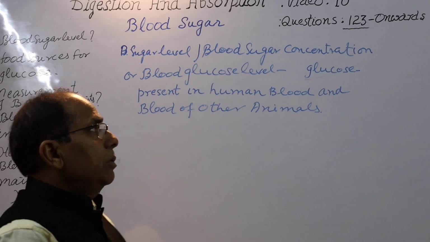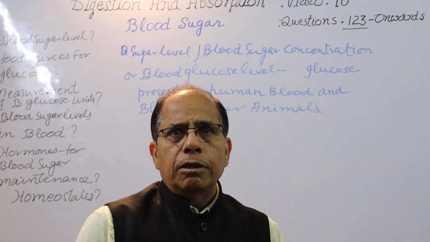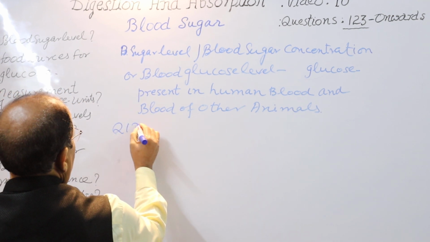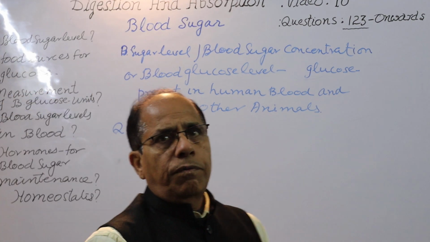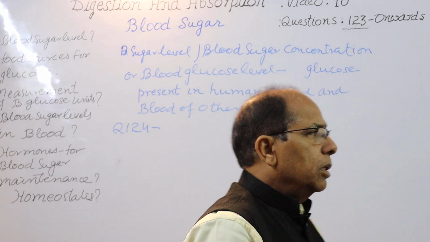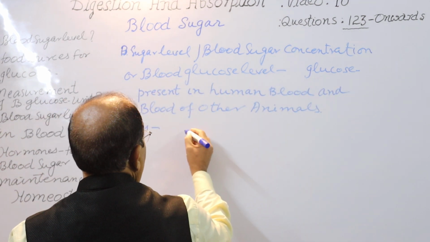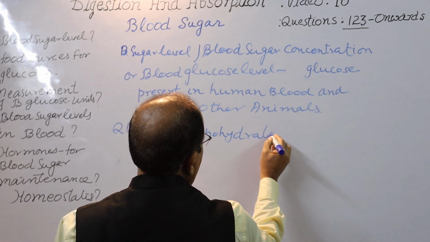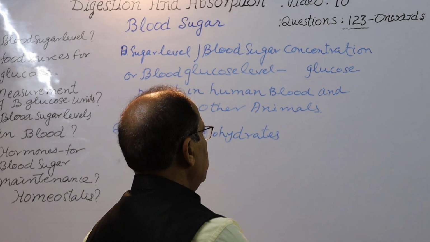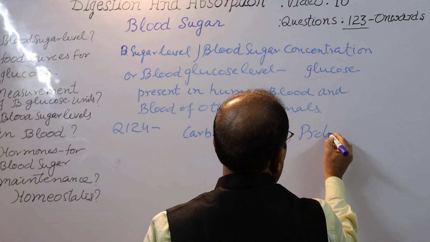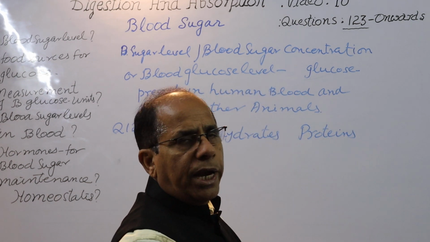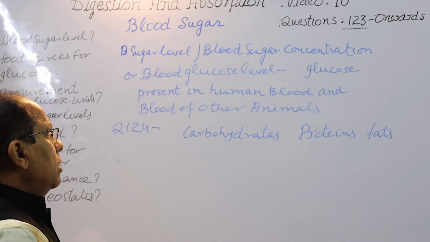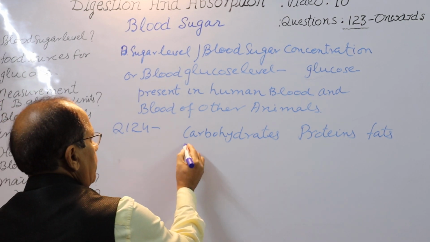Next is the sources of food from which we obtain blood glucose. What are the food sources? Question number 124. What are the major sources of food from which we obtain blood glucose? Blood glucose is obtained from the food sources, that is carbohydrates, proteins, and fats. Mainly we obtain glucose from carbohydrates, proteins and fats.